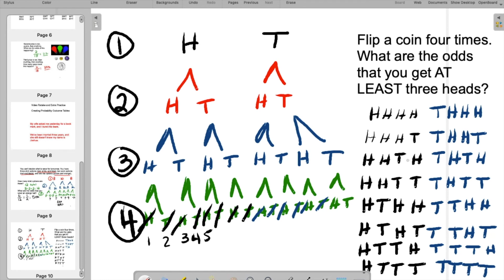What a mess, huh? So what are the odds you get at least 3 heads? So we need to mark how many of these 16 options had 3 or more heads. So that would be 1, 2, 3, 4, 5. And that's what I see. So there are 5 options that had 3 heads or more. Make sure I got that right. Yep, I see 3 heads or more only for 5 of the options, okay?